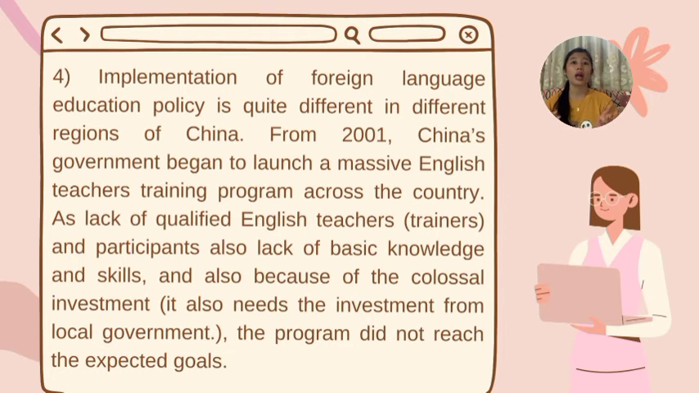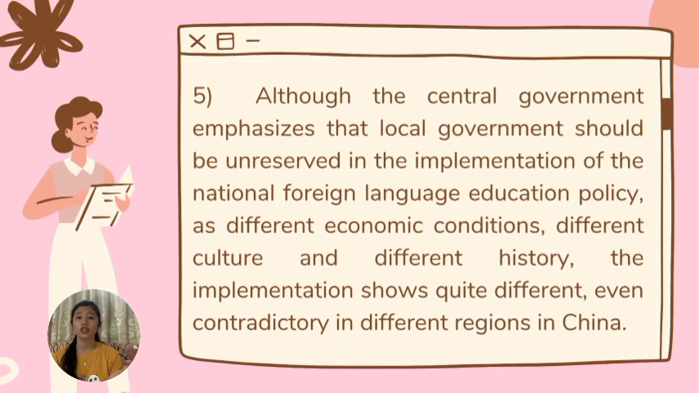From 2001, China's government began to launch a massive English teacher training program across the country. Because of the lack of qualified English teachers or trainers, the participants' lack of basic knowledge and skills, and the colossal investment, which also needed investment from local governments, the program did not reach the expected goals.